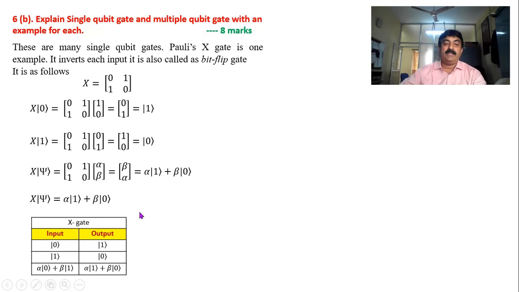So the truth table is here. 0 becomes 1, 1 becomes 0, and alpha 0 becomes alpha 1, beta 1 becomes beta 0. This is about the X gate.